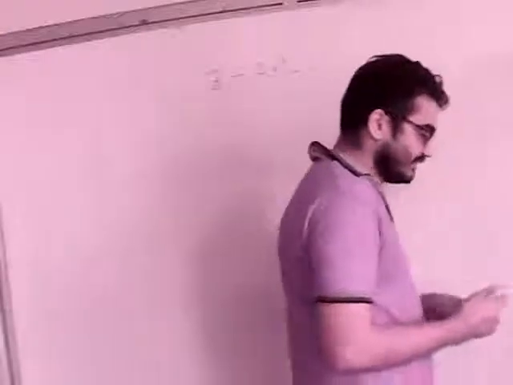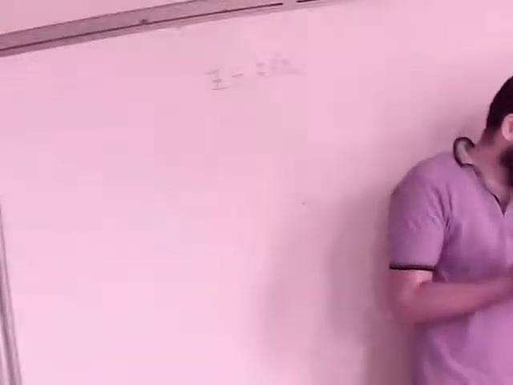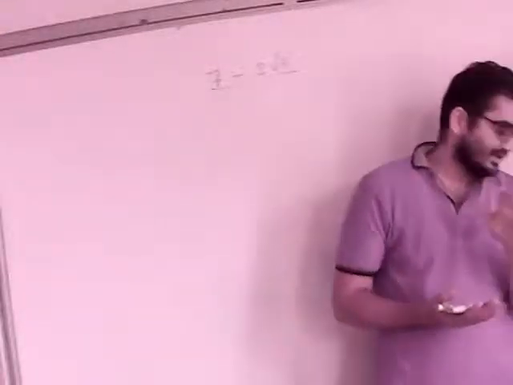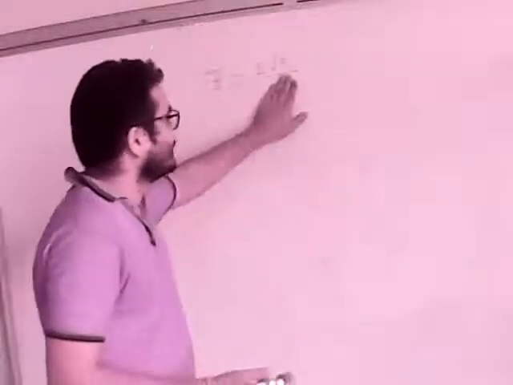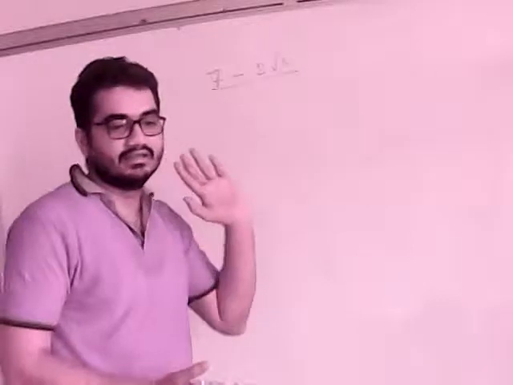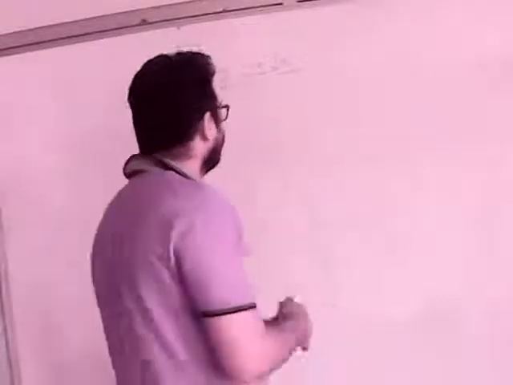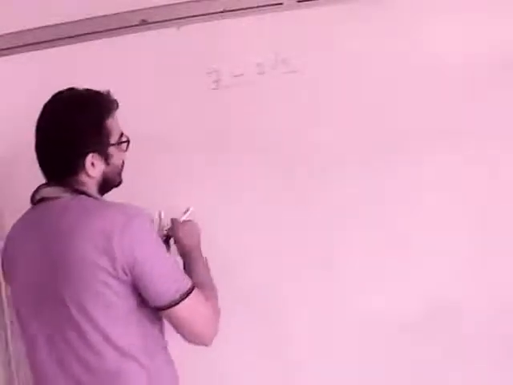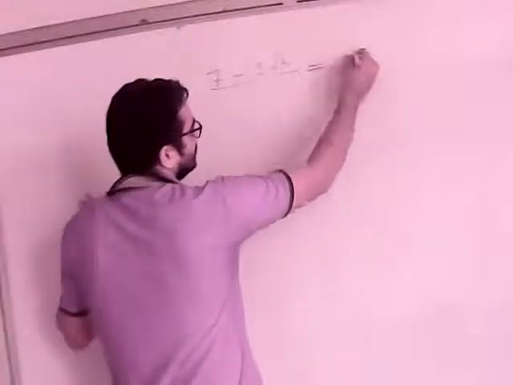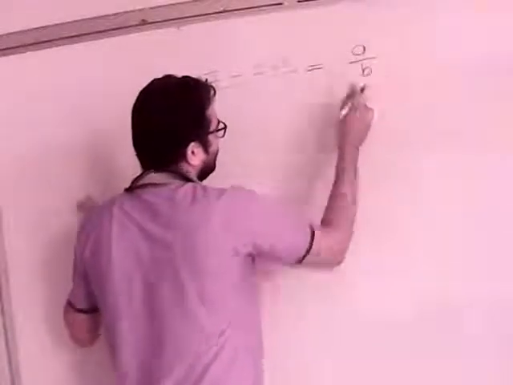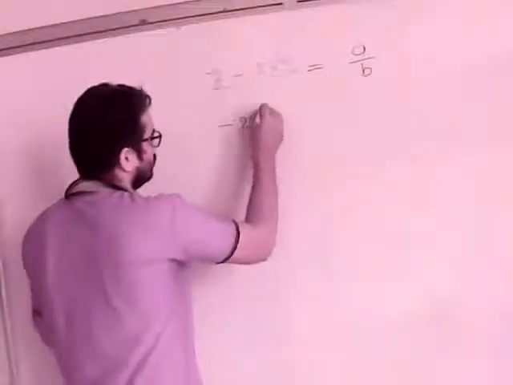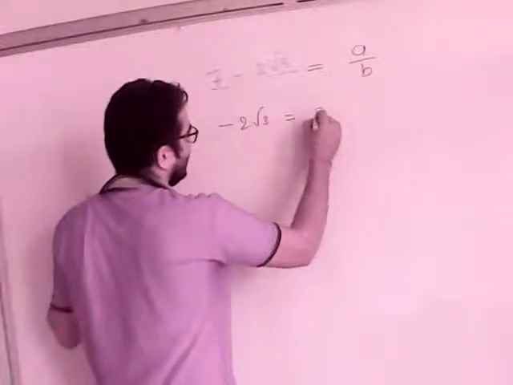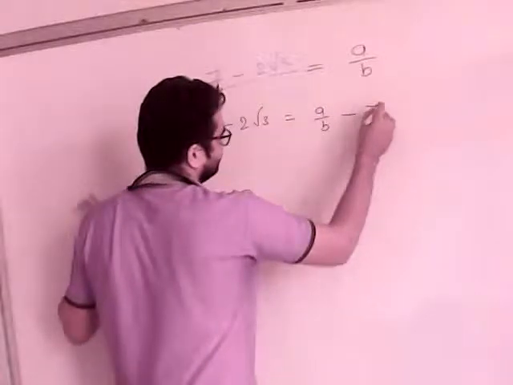So how can we go with this? Suppose root 3 is a rational number. If we prove root 3 is irrational, this whole number will be an irrational number. So we can say this whole number is a rational number that can be written as a upon b. Now 7 will go on that side. That will be minus 2 root 3 is equal to a upon b minus 7.